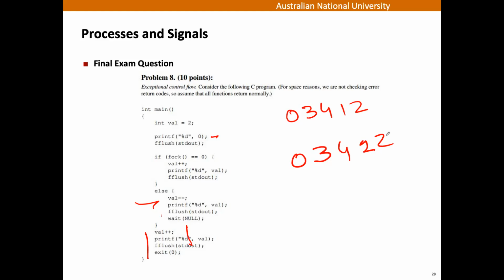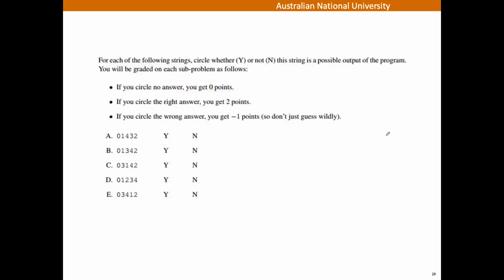So you want to start this type of question by eliminating all the choices that are not possible. Okay, and then moving on one after the other.